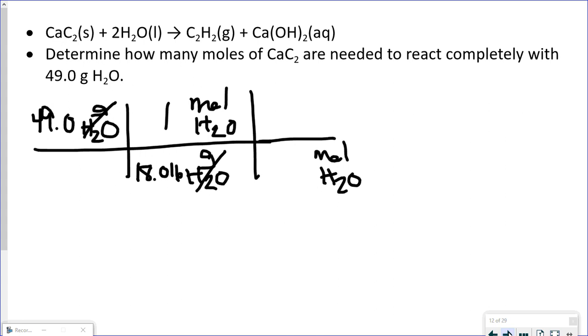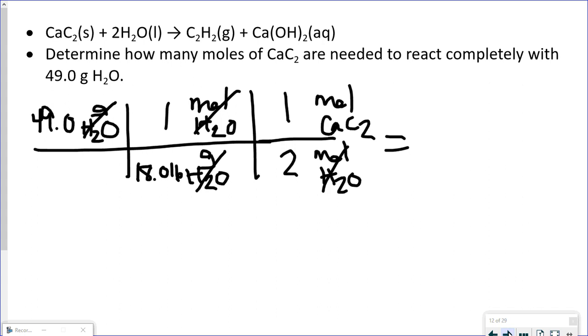And we can change into moles of calcium carbide using our mole ratio. There's 1 mole of calcium carbide compared to 2 moles of water. That cancels out moles of water, and now we have moles of calcium carbide, which is what we were looking for. So we are finished right now. We have the appropriate unit. We simply have to put this in the calculator.